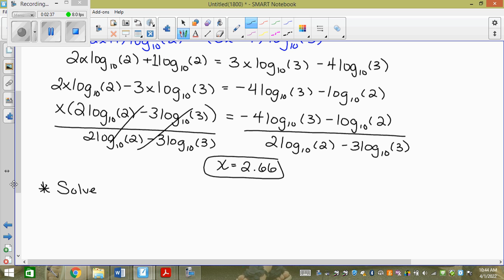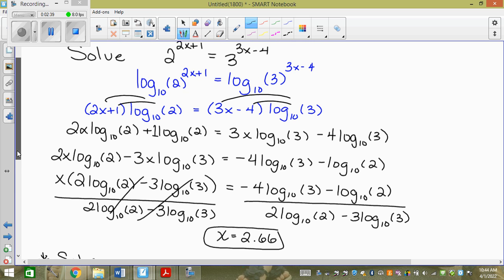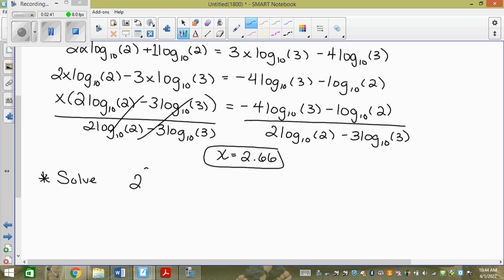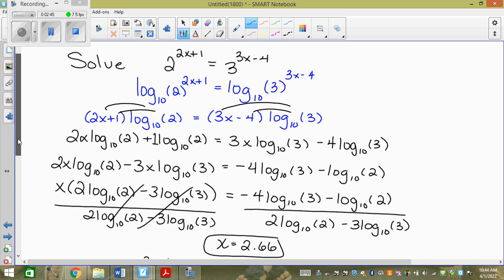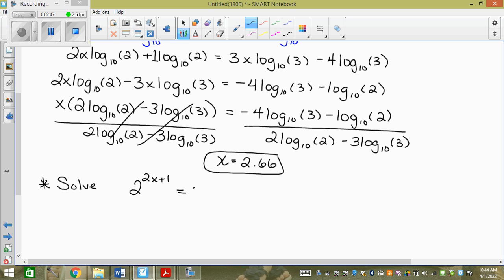What I can do is I can give you the same question, 2 to the x plus 1 equals 3 to the x minus 4. How is it different? They'll do this. They'll add a number in front.